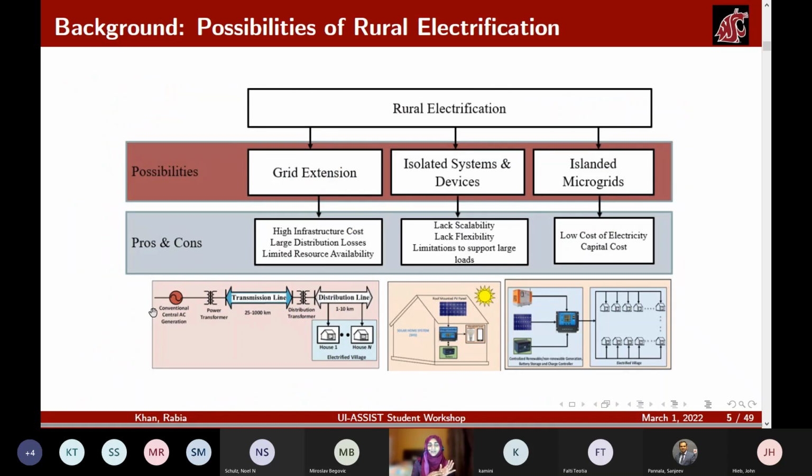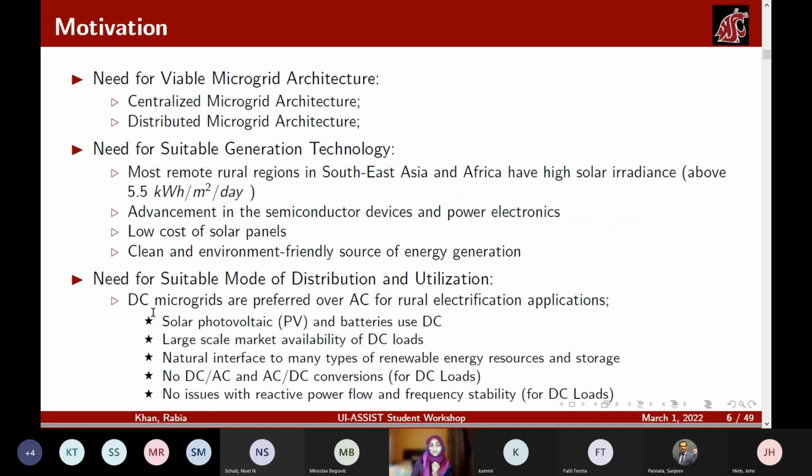There are multiple possibilities for enhancing rural electrification. One is grid extension, another is using isolated systems and devices, and the third is to install islanded microgrid systems. Each has its own pros and cons. Grid extension is a possibility, but it is really expensive because of high infrastructure costs, and there will be large distribution losses, and resources are also depleting as coal and natural gas are being used. In the past decade, small-scale isolated devices like solar lanterns, or standalone systems, have been used. But in the past few years, we have seen that islanded microgrid systems are better than the other two, because they have scalability and modularity features and a low cost of electricity. So we'll be using islanded microgrid systems for electrification.